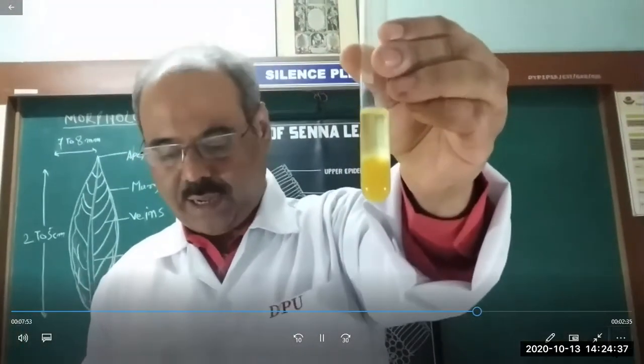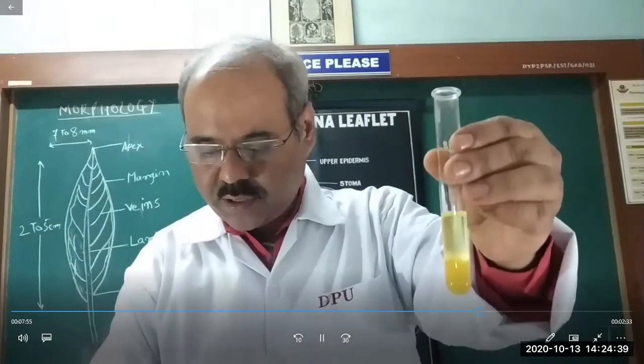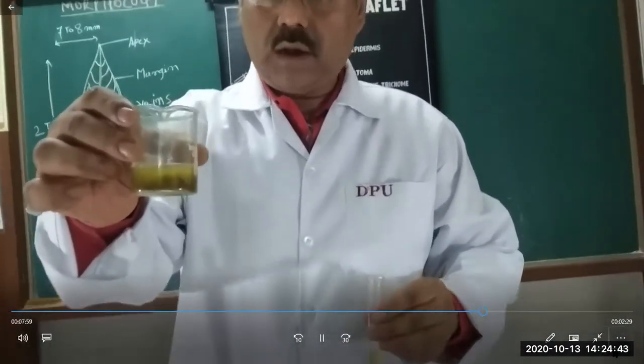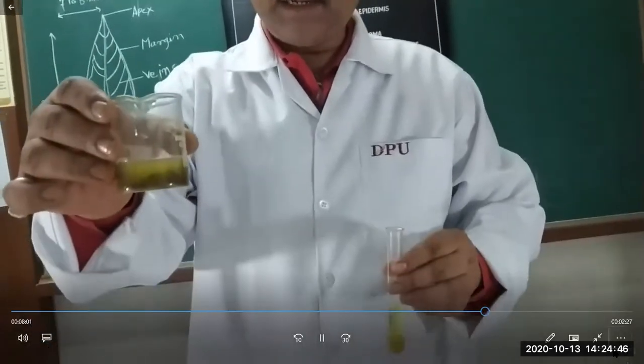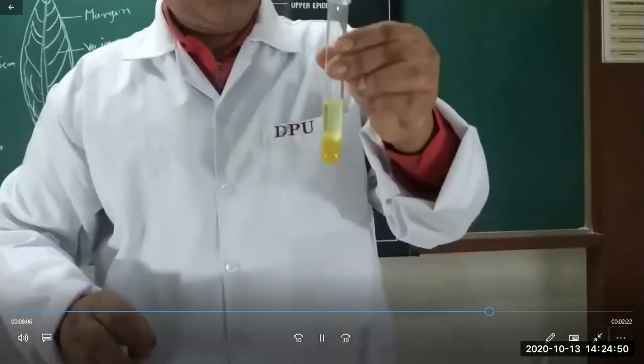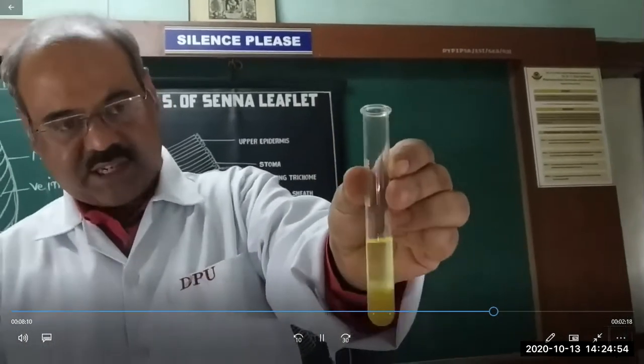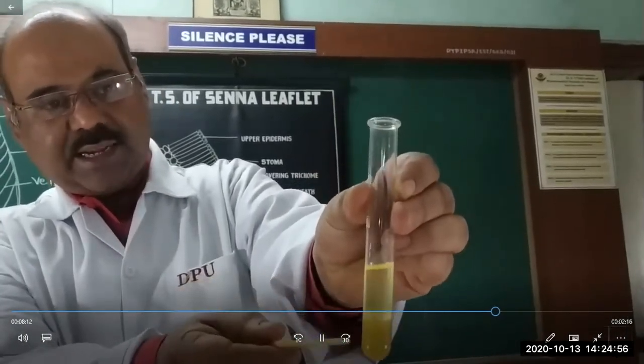I am repeating once again. First, take the senna leaves and boil them in dilute hydrochloric acid. After boiling, filter it, and to the filtrate, add benzene solution. When you add benzene solution, you will have these two layers, first layer and second.